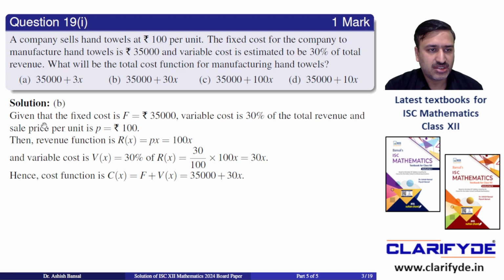The solution: it is given that the fixed cost is F. So this is the fixed cost which is given to us, and it is given that variable cost is 30% of the total revenue and sale price per unit P is rupees 100. So we can write the revenue function as Rx equal to P into x. P is 100, so it becomes 100x. Also the variable cost Vx, which is given to be 30% of total revenue, so we can write 30% of Rx, so it is 30x. Hence, the cost function is the fixed cost plus the variable cost, which is 35,000 plus 30x. Hence, B option is correct.